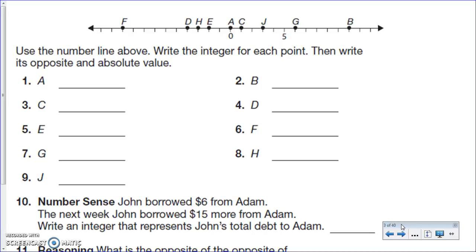Use the number line above. Write the integer for each point. Then write its opposite and absolute value. So we're going to do it in that order. It'll always be integer, comma, opposite, comma, absolute value. So we're going to start with A. And if we look at A, it's on the 0. We know 0 opposite is 0, and the absolute value is 0. So it's going to be 0, comma, 0, comma, 0.